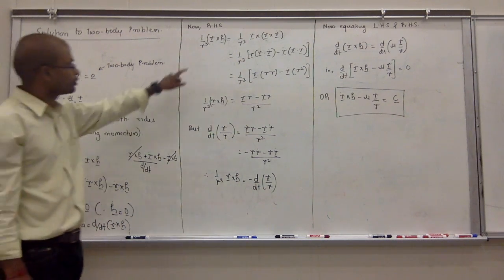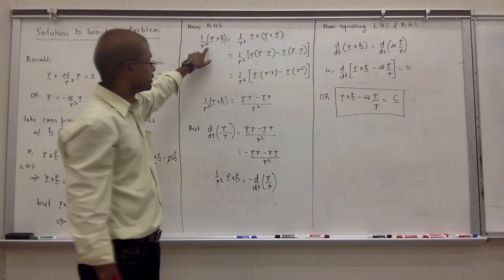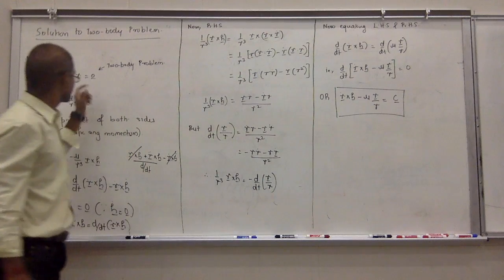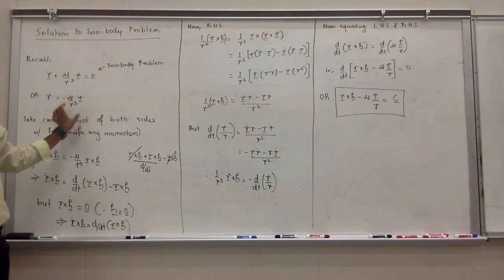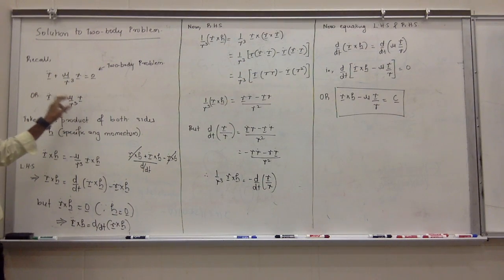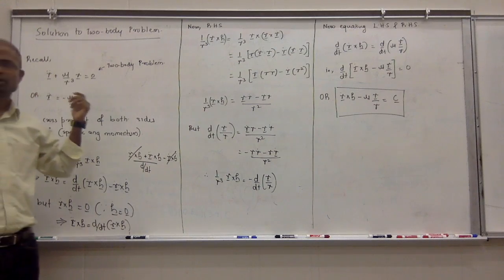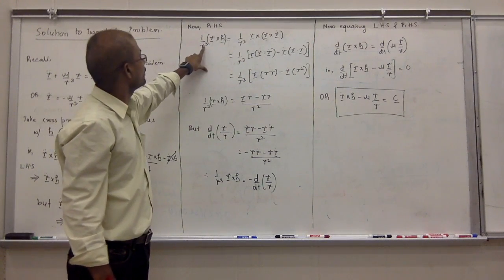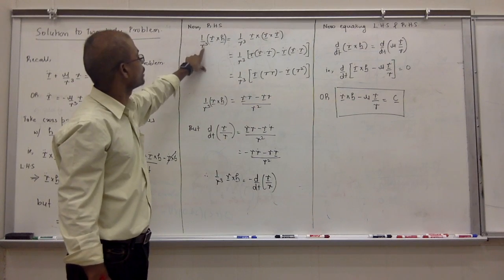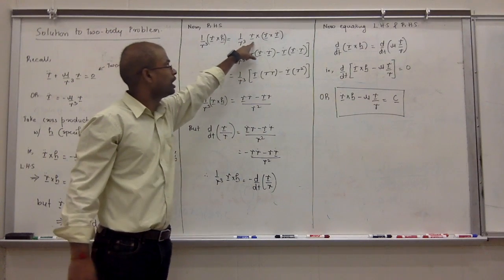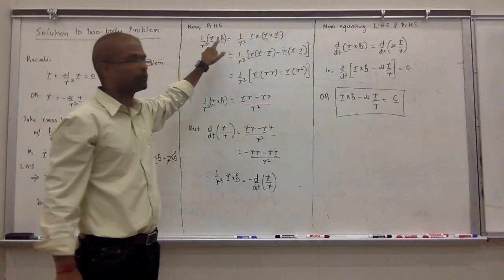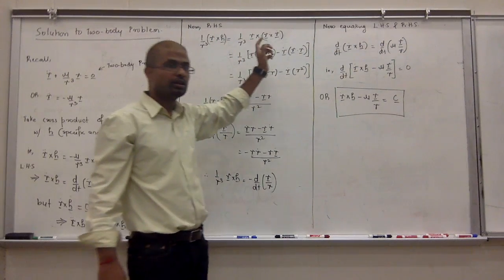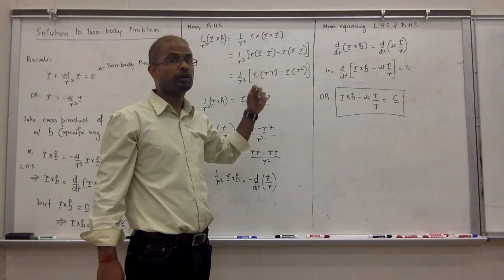Okay? Now let's look at the right hand side. We are trying to figure out this term, right? Now, I have just taken out mu because mu is always a constant. For a given two-body problem, mu is always a constant. Okay? So what do we have here? We have 1 over r cube. r crossed with h. What is h? How do you define h?